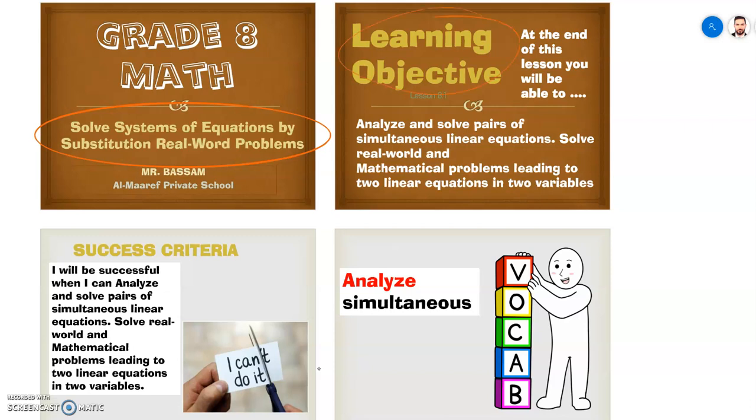Our learning objective at the end of the lesson is that you will analyze and solve simultaneous linear equations. Don't forget your success criteria today. You will be successful when you can analyze and solve pairs of simultaneous linear equations, and solve real world problems and mathematical problems leading to linear equations in two variables. Our vocabulary today is not only analyze, we will do analyzing and also using simultaneous equations.